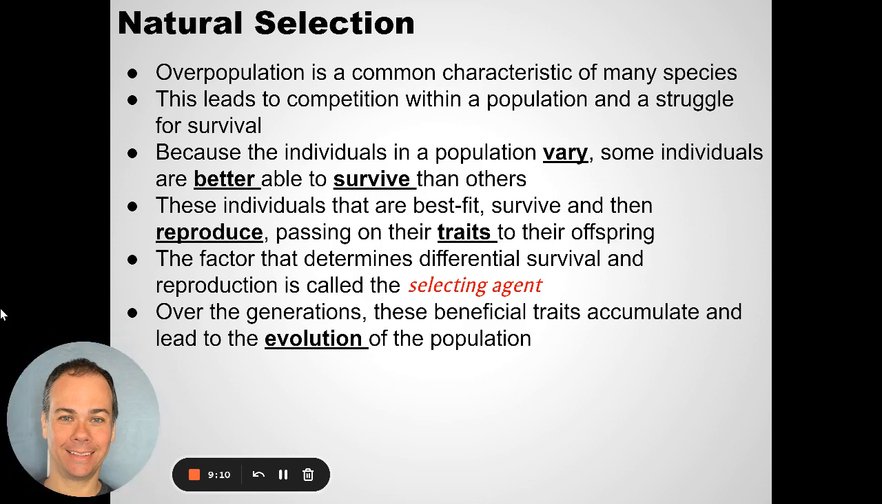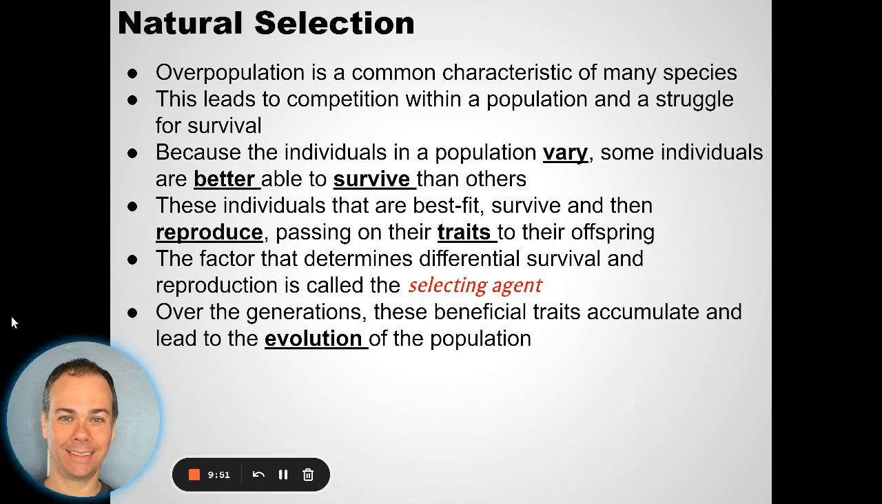So there's competition for survival, okay, in all species. But because the individuals vary, they're different from each other in several ways, some individuals are better able to survive than others. And those that are best, the word we use is the fittest. Survival of the fittest is maybe a phrase that you've heard in relation to evolution. The best adapted ones are the ones that survive. So we call the factor that determines which ones survive and which don't the selecting agent.